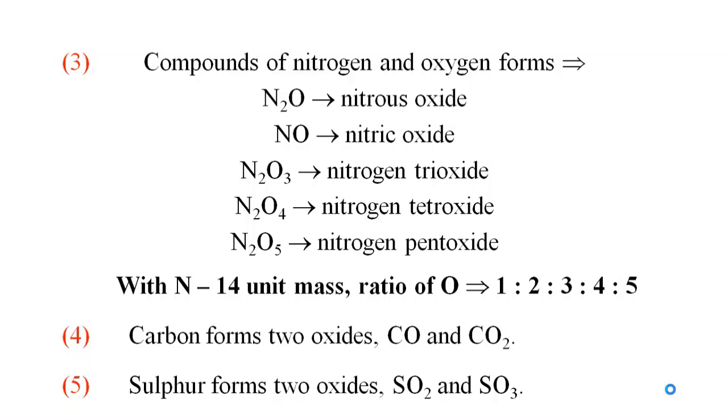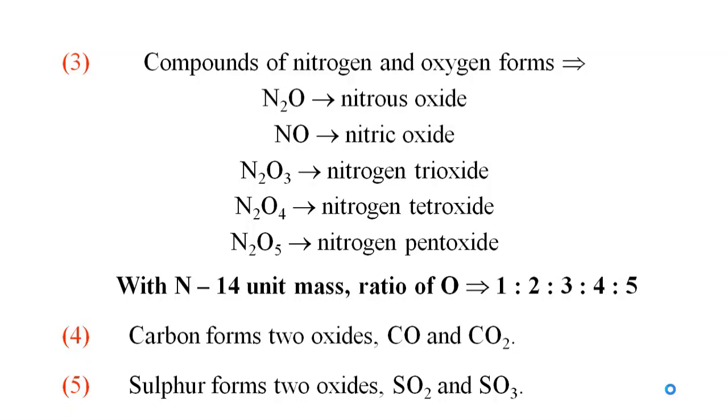Similarly, carbon forms two oxides, carbon monoxide and carbon dioxide, CO and CO2. Here also the law of multiple proportion is supported. Similarly, sulfur and oxygen constitute SO2 and SO3, that is sulfur dioxide and sulfur trioxide. It also supports the law of multiple proportion. These are basically the examples of the law of multiple proportion.